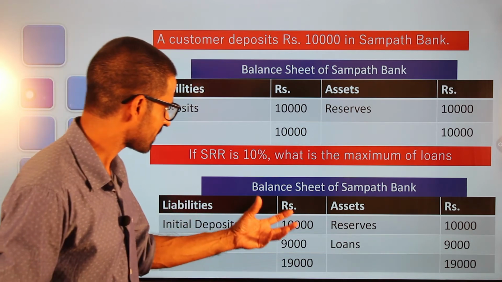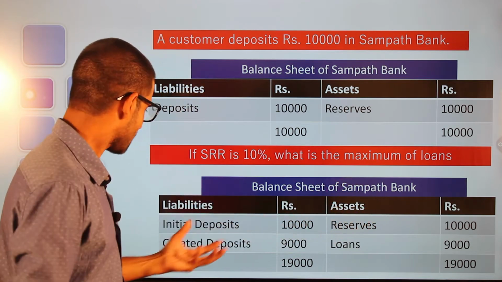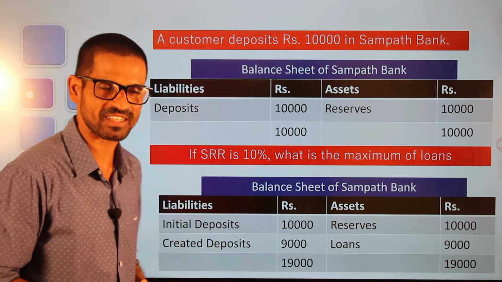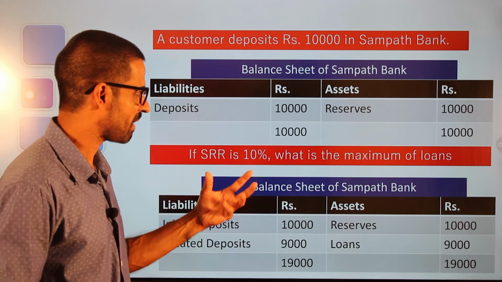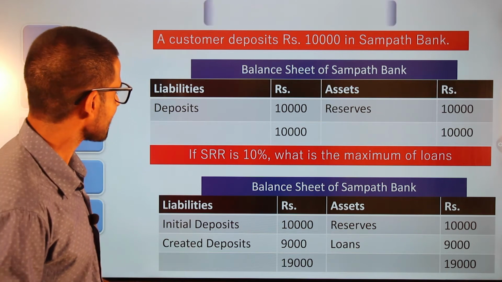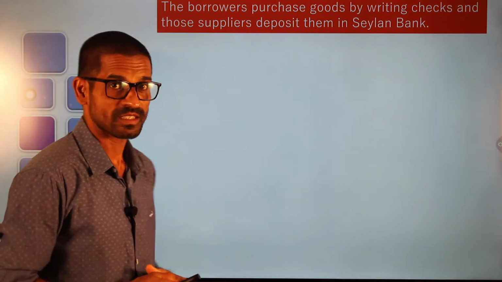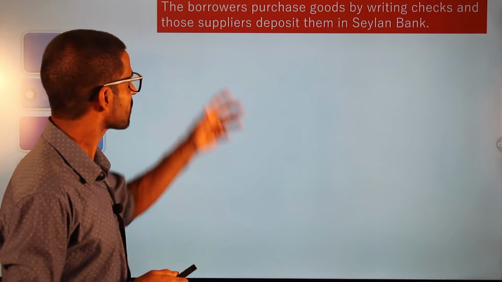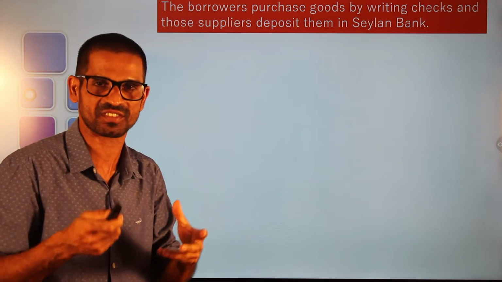Okay, so what happens is assets of the bank increase by 9,000, then liabilities, which is the deposit, which the customers can engage in transactions, increase by 9,000, right? Sampath Bank balance sheets has expanded, right? Okay, then we have to assume the borrowers purchase goods by writing checks, and those suppliers deposit them in Ceylon Bank, another bank in the banking system.